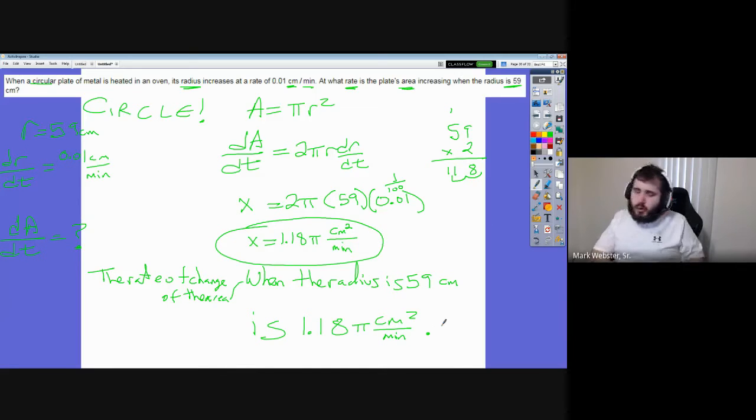And so, if you're crafting a good free response answer, your answer should address when, how many, and what unit, right? When? When the radius is 59 centimeters. How many is it? It's 1.18 pi. That's the growth rate. What unit? Centimeters squared per minute. If you can answer those 3 questions on your paper, guaranteed you're probably going to get a 9 out of 9. So make sure you do all of those things.